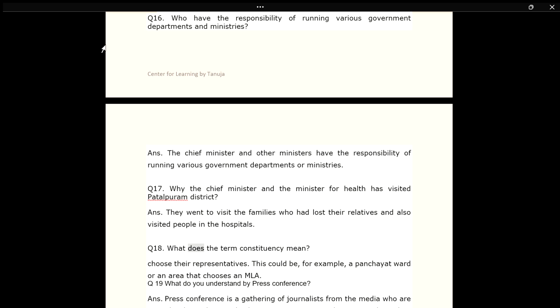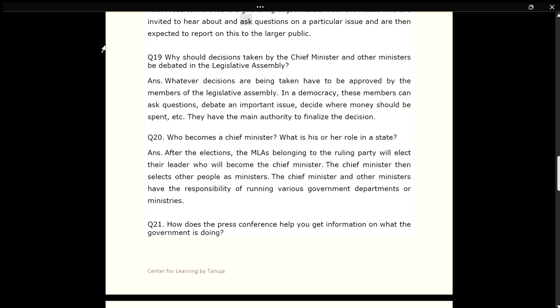Q18. What does the term constituency mean? Choose their representatives. This could be, for example, a panchayat ward or an area that chooses an MLA. Q19. What do you understand by press conference? Ans. Press conference is a gathering of journalists from the media who are invited to hear about and ask questions on a particular issue and are then expected to report on this to the larger public.